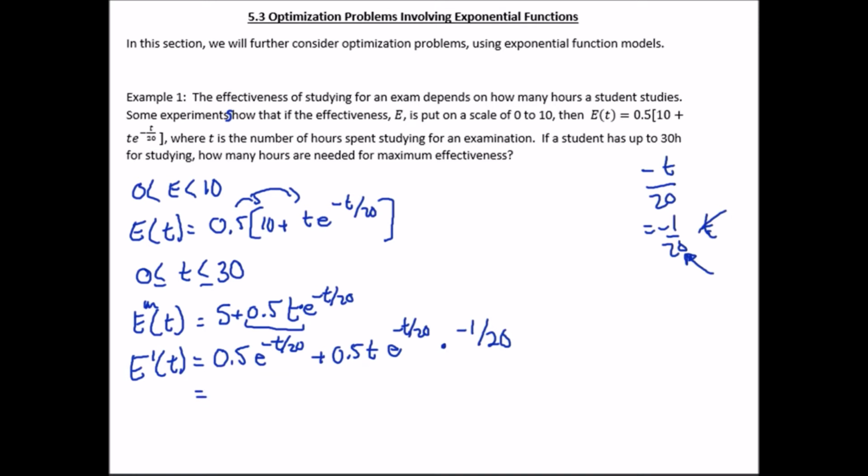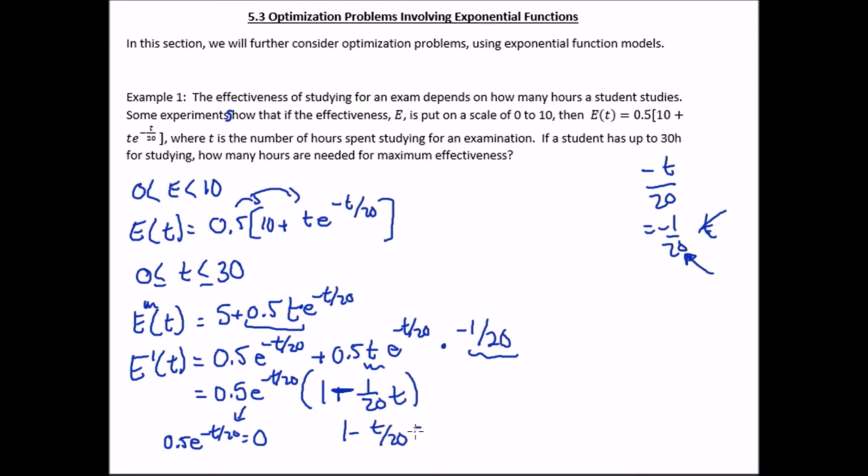Whenever I have something longer and ugly looking like this, I try to make it as simple as possible. So I'm going to factor out 0.5 e to the negative t over 20, and we get 1 plus, we have this t and this negative 1 over 20 left, so actually minus 1 over 20 t. So when does this equal 0? When does 0.5 e to the negative t over 20 equal 0? And when does 1 minus t over 20 equal 0?